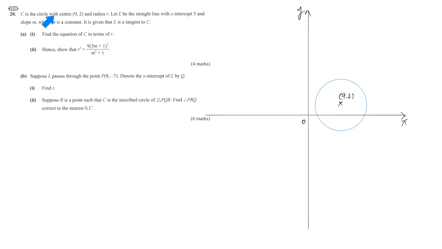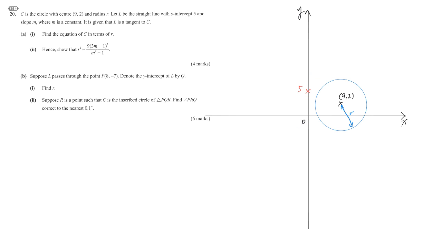In the question, they give you a circle with center (9, 2) and also the radius R. So we just draw it this way to have a better understanding of what it's talking about. Later on, there is a straight line L with y-intercept 5. That means (0, 5), maybe around here.